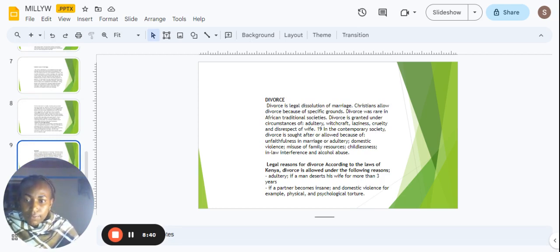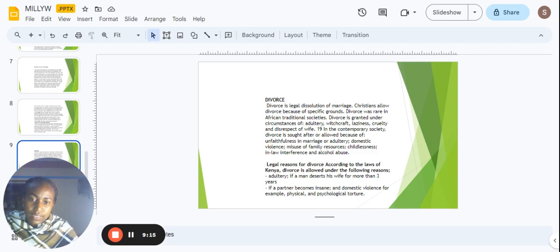Let's look at divorce. Now that you've married, what comes therein? What if divorce happens? What is divorce? This is the legal dissolution of marriage. Christians allow divorce because of specific grounds. Divorce was rare in African traditional societies. Divorce is granted under circumstances, that is adultery, witchcraft, laziness, cruelty. Divorce is also sought for disrespect to the wife.